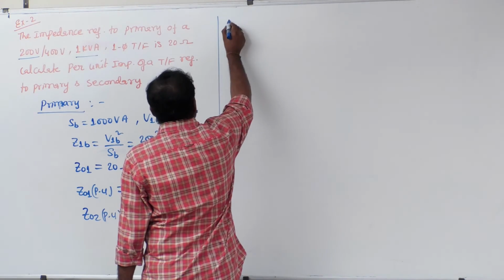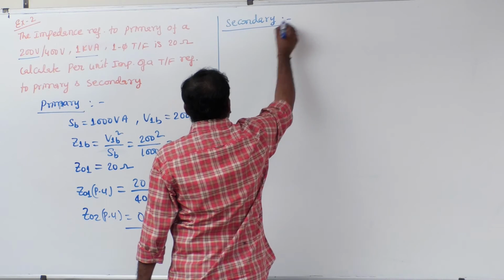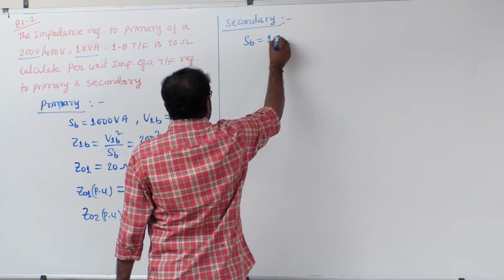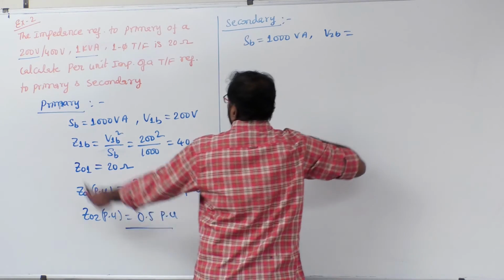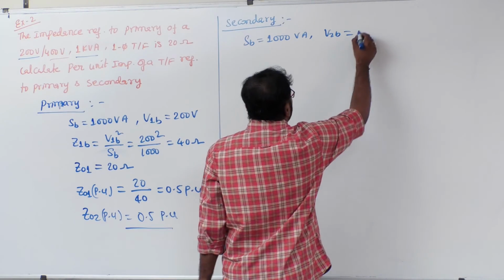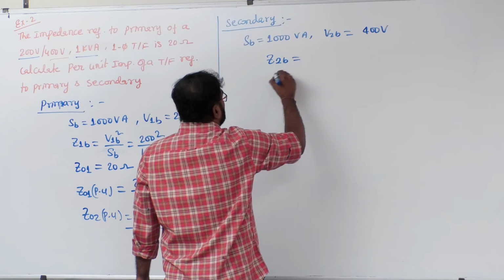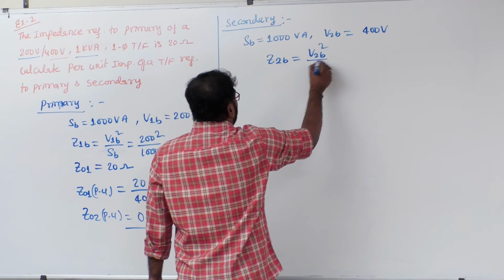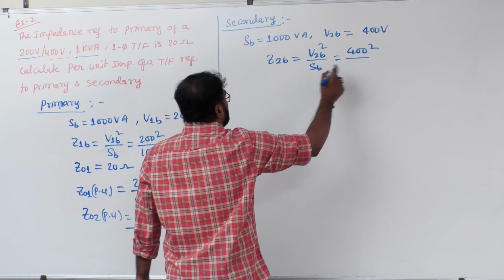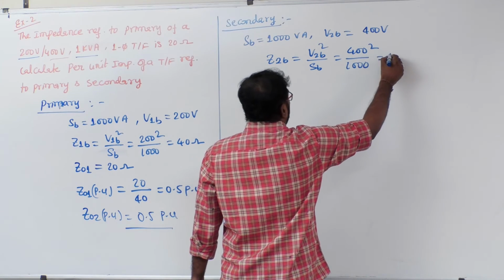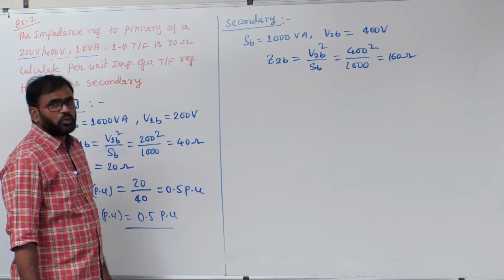Let's see the secondary side. On the secondary side, what is S base? Same, 1000 volt ampere. What is V2 base? 400 volts. Now similarly, what is Z2 base? V2 base square by S base, that is 400 square by 1000, which is 160 ohms. Clear? That is Z2 base.